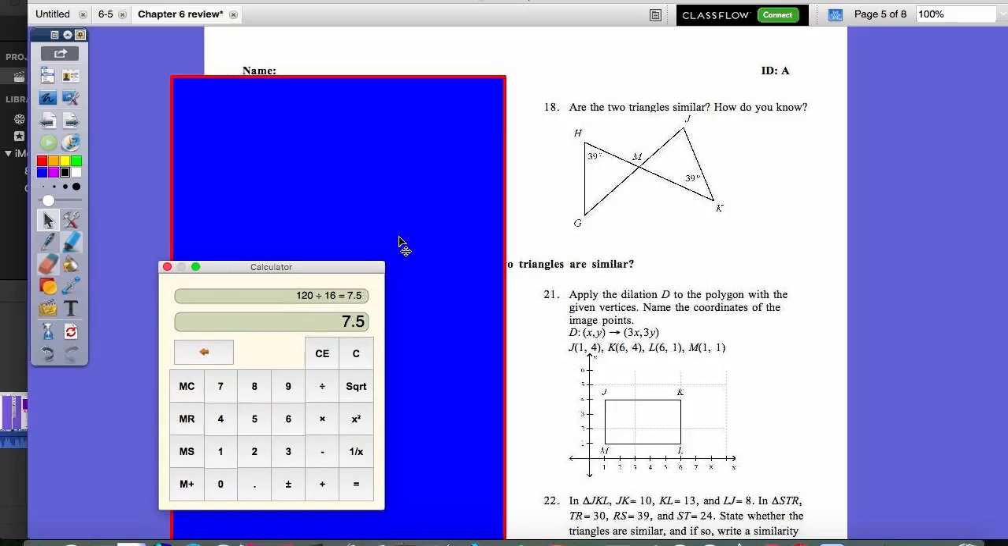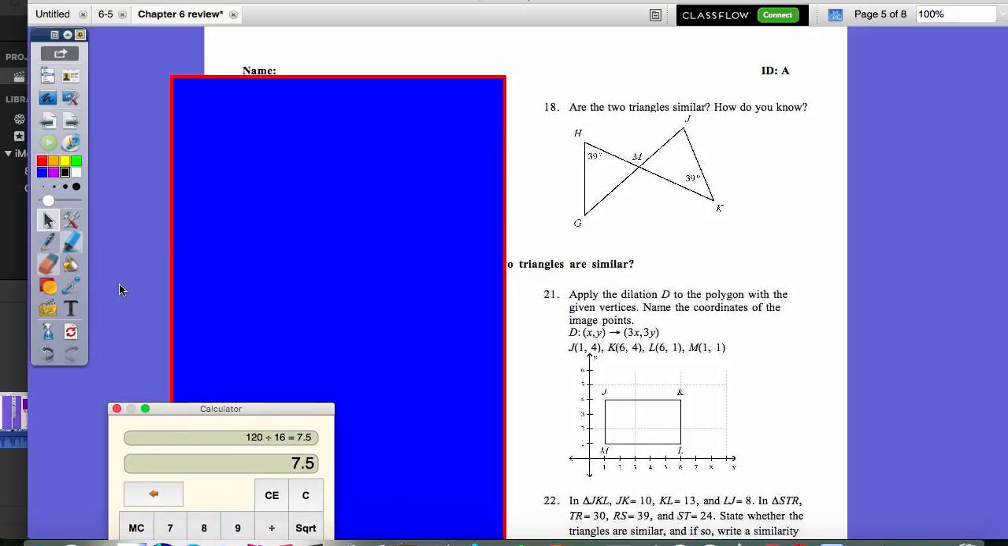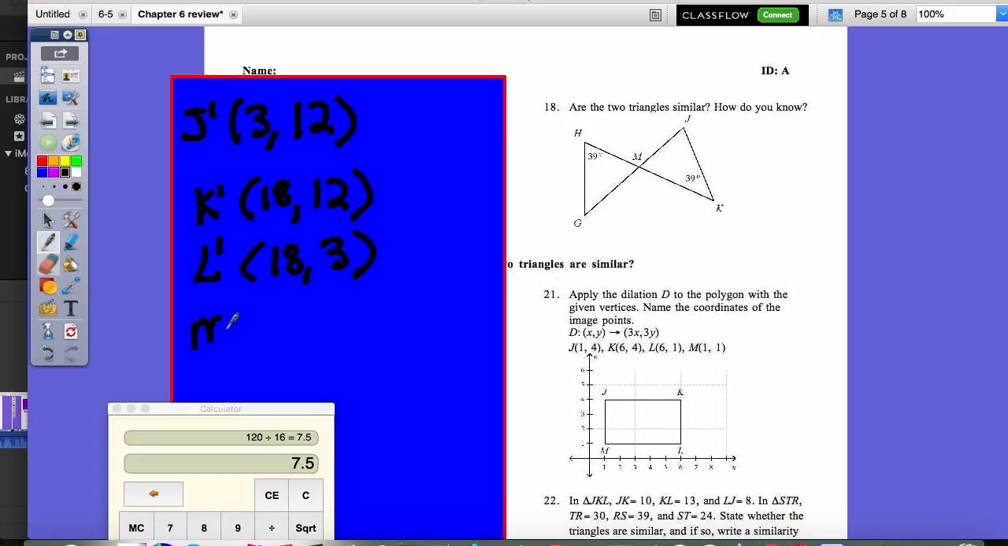For number 21, they want the new points. You just have to list these. Everything is being multiplied by 3. So your J prime: 1 times 3 is 3, 4 times 3 is 12. K prime: 6 times 3 is 18, 4 times 3 is 12. L prime: 6 times 3 is 18, 1 times 3 is 3. And M prime: 1 times 3 is 3, 1 times 3 is 3.